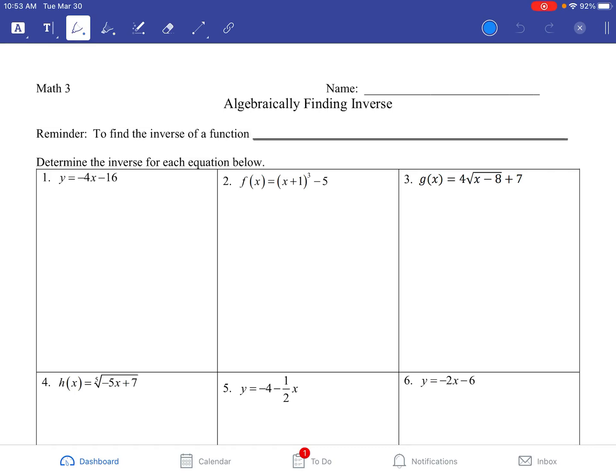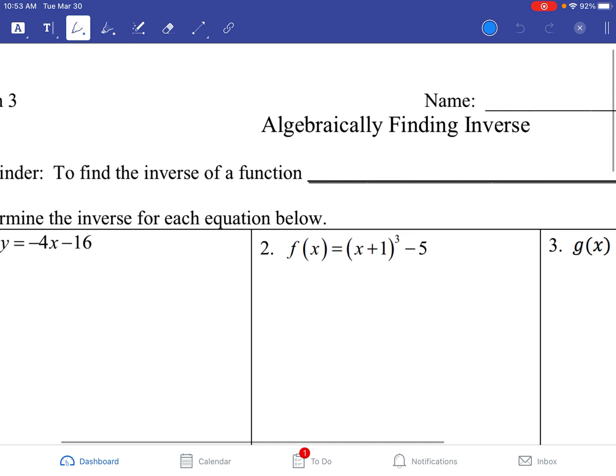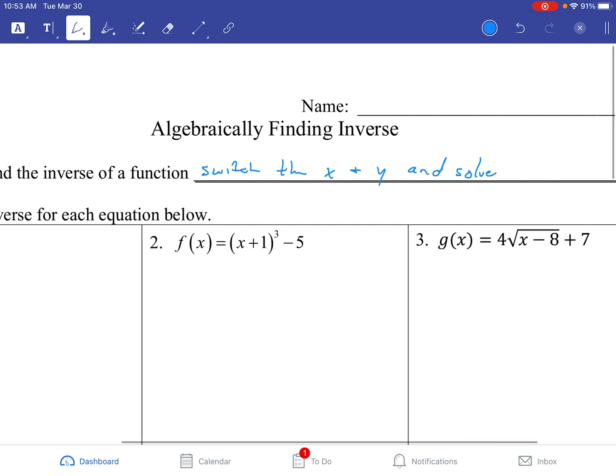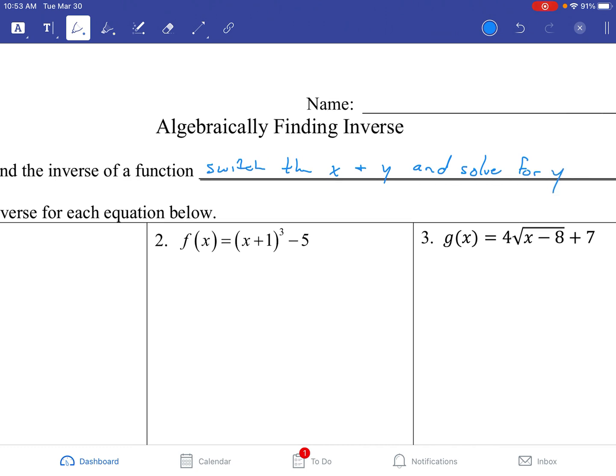So today in Math 3, we're going to be finding the inverses algebraically, okay? So, how to do this. To find the inverse of a function, you're going to switch the x and y, and then solve for y. So let's show you how this works.